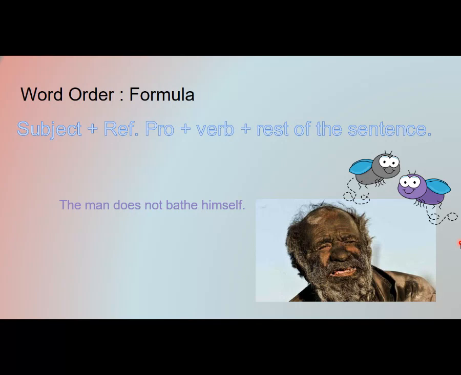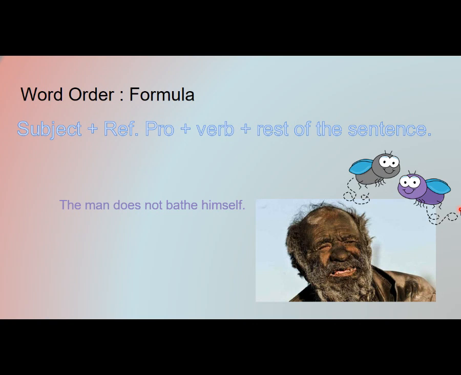All right, so in order to create reflexive sentences, you would need to follow this word order, this formula, I guess you could call it, where you have the subject, the reflexive pronoun, the verb in its conjugated form, and then whatever else you're trying to say in the sentence. So if you look at this sentence below, you have the man, who is the subject of the sentence, does not, and that's our negative.